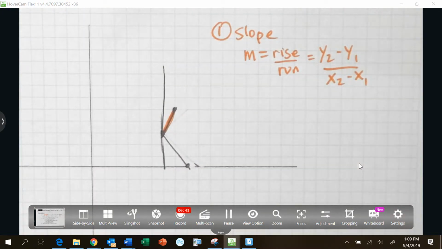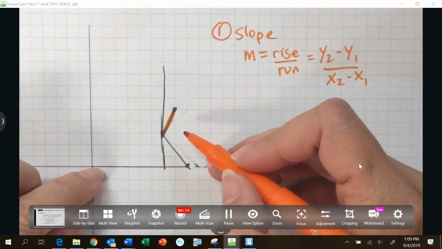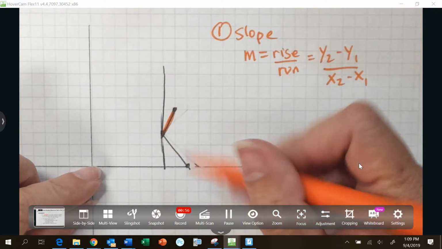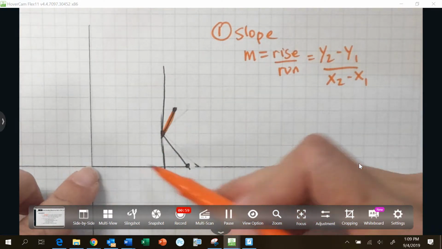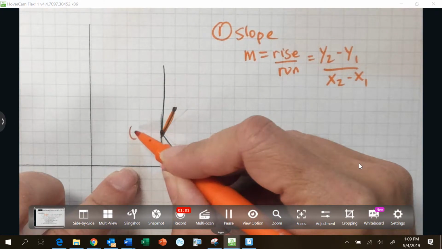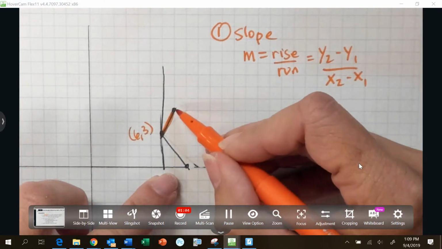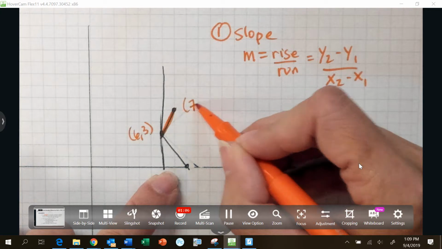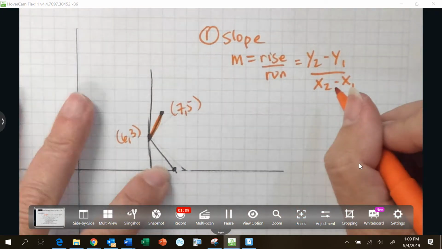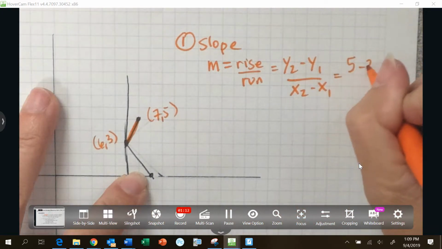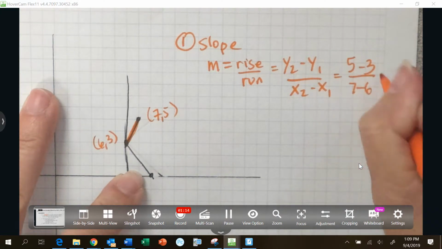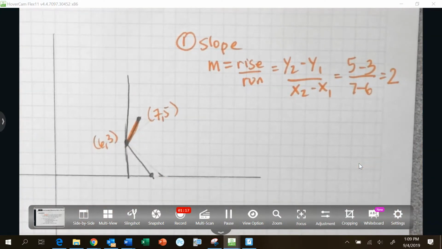Can anybody look at that graph and tell me the rise over run? Up 2 over 1, so my slope is 2. Or I could just find the ordered pairs, because maybe your slope's not obvious when you do your lines. So this is (6, 3) and this one is (7, 5). Then I would do 5 minus 3 over 7 minus 6, which is 2. So same answer. So we need to find our slope first.